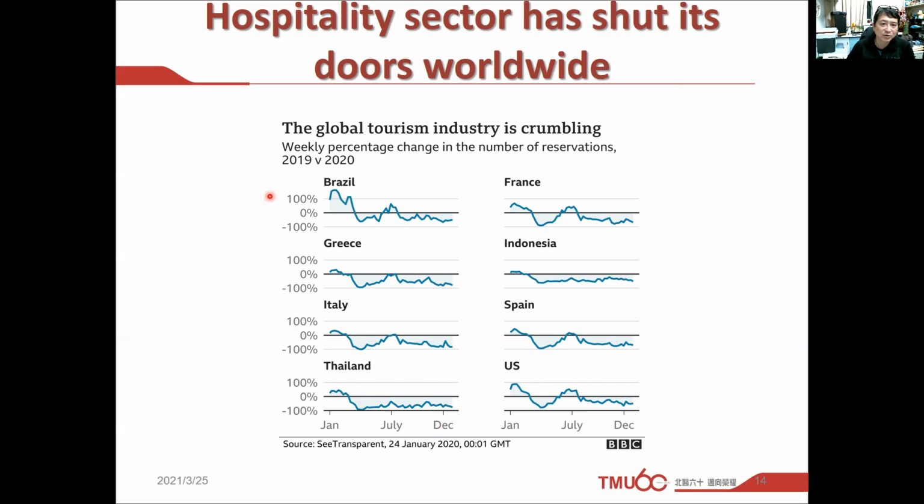And here is the tourism industry. For example, Brazil, the United States, Thailand, and Indonesia are also suffering, with declines of maybe around 30% to 50% in tourism.